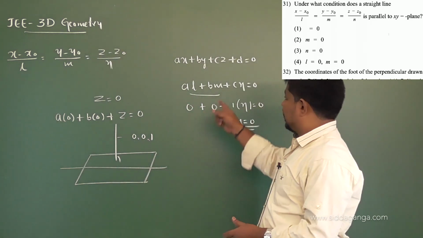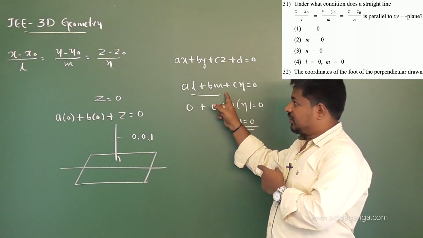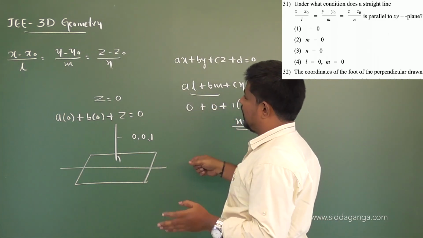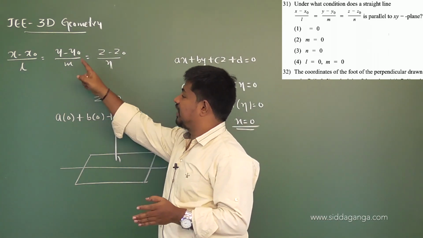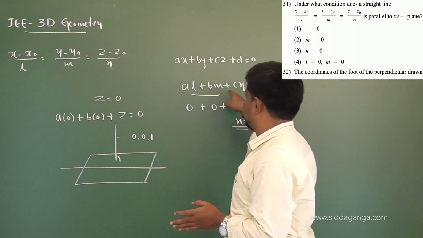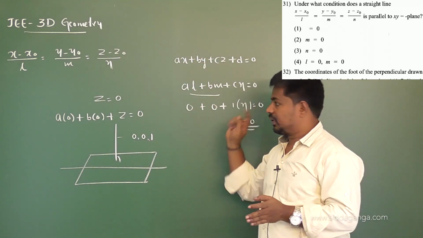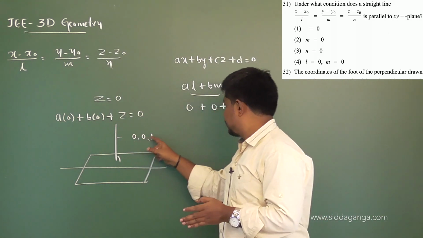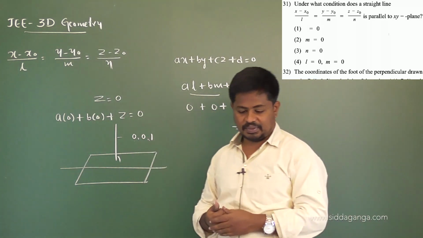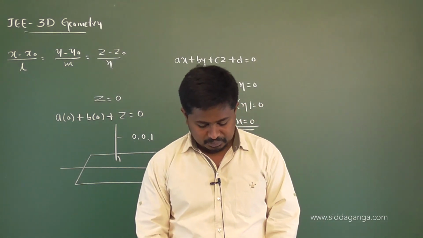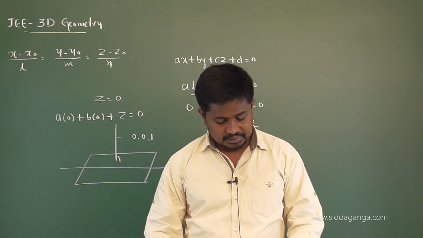So students, this is a condition, you must remember this. The condition for a line to lie in this plane is the most important result, AL plus BM plus CN is equal to 0. From this, with a, b, c as 0, 0, 1, you get N is equal to 0. Okay, so let me move to question number 39.